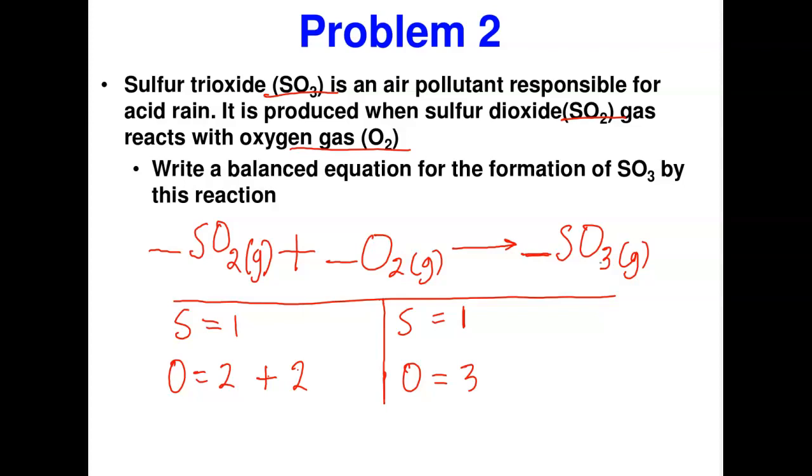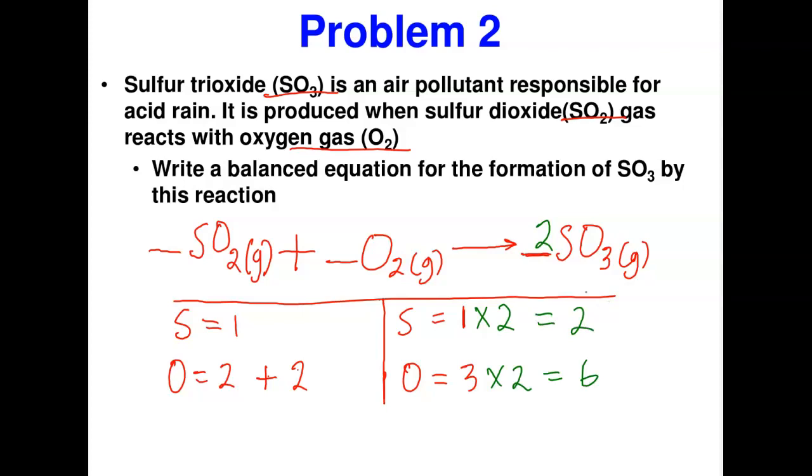Now, I want to do something here. This is 3. If I multiply this by 3, it's going to give me 6. And if I multiply this one by 2, I'm going to have 4 here plus this. So I'm just going to add 2 at this point. If I add 2 here, I've multiplied my oxygen by 2. This gives me 6. However, I've messed up my sulfur. I'm going to multiply my sulfur by 2. Again, it's going to give me 2 sulfur.